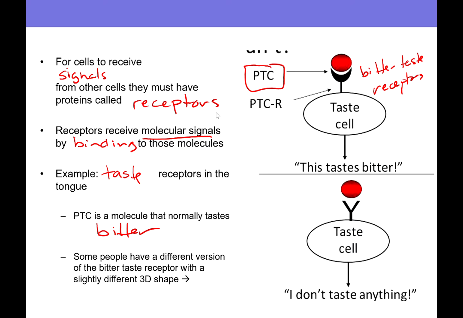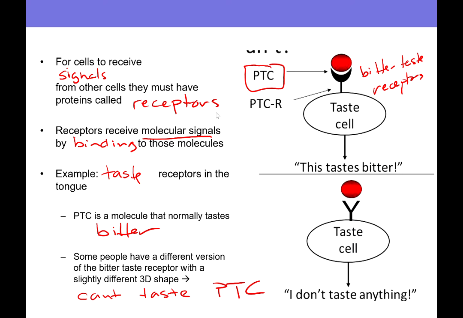So thousands upon thousands of years ago, before civilization, when we were just out on our own trying to discover what we could eat and what we couldn't eat, things that were bitter typically were dangerous, typically poisonous. And so bitter taste receptors allowed us to distinguish things that might be dangerous. Some people have a slightly different version of the bitter taste receptor with a slightly different shape, and so they can't taste PTC.